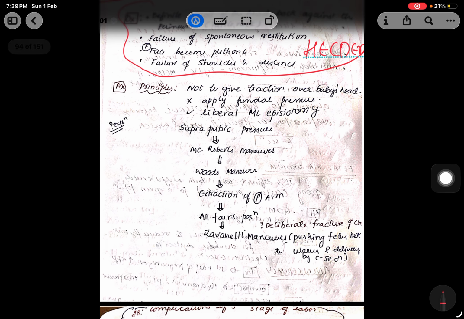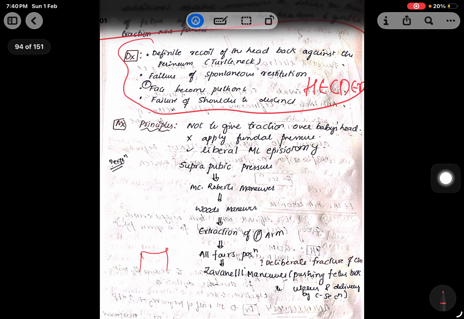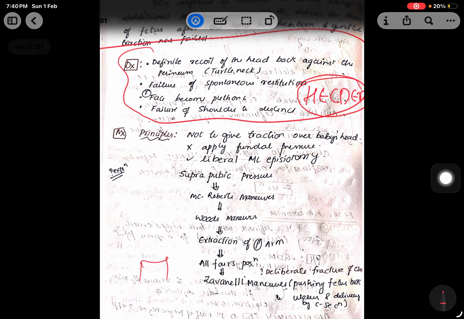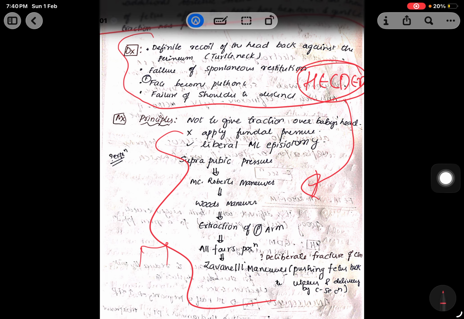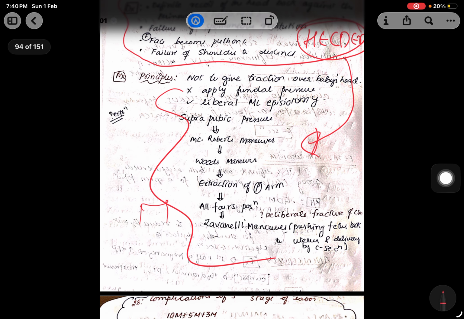First you go with suprapubic pressure. Again you go with McRoberts maneuver. Again you go with Woods screw maneuver. Again you go with extraction of the posterior arm. Then you have the all-fours position, that is like this. Then you have Zavanelli maneuver, where you push back the fetus and go for a C-section. Make sure you remember it. I'm not sure whether it's the same mnemonic used for the same thing or something else. Remember it, okay?